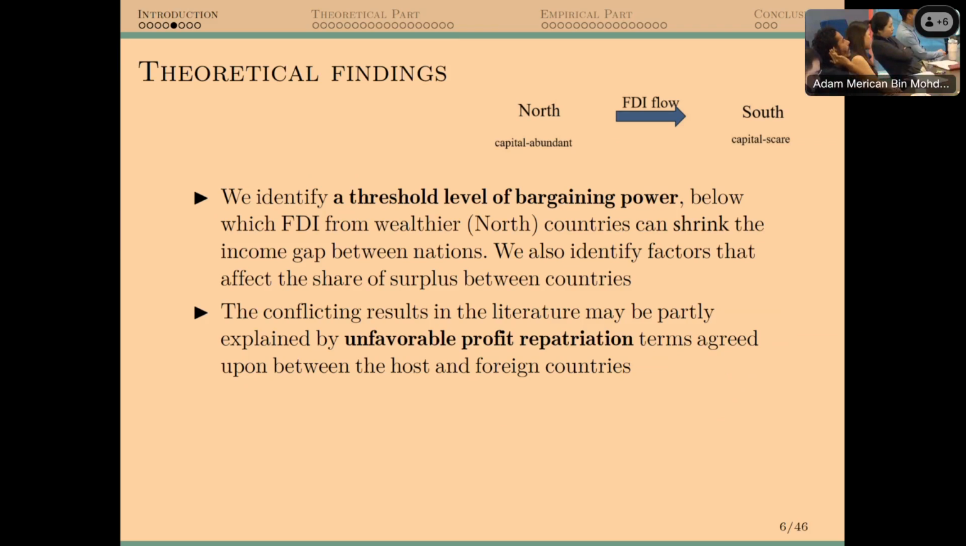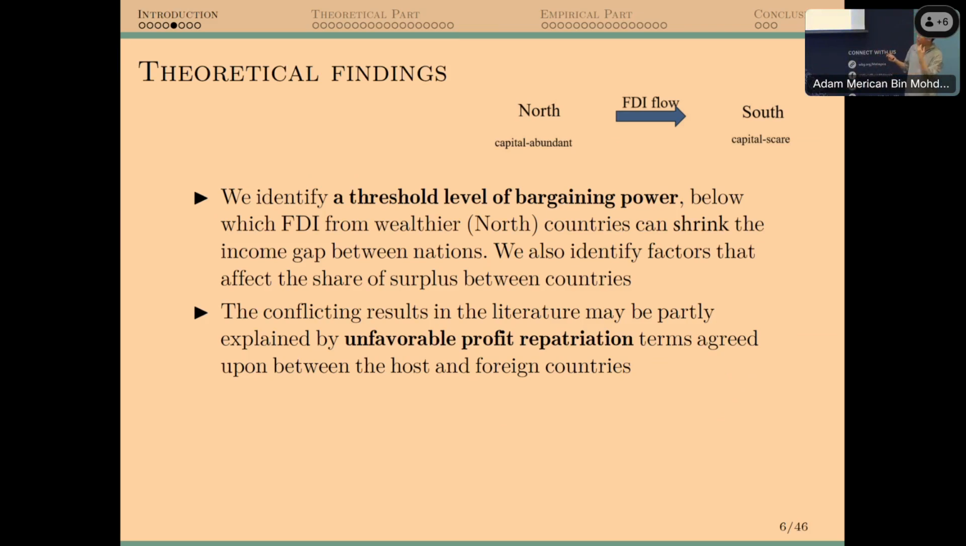Yeah, in my theoretical model, I have two factors to decide on both sides. The first factor is the investment quantity, how much you can invest in another country. And the second one is how you're going to allocate the surplus created by the FDI. I will go into details in the theoretical model part.